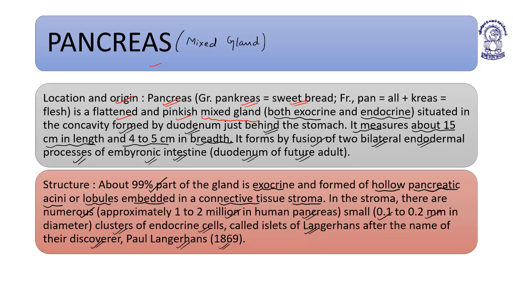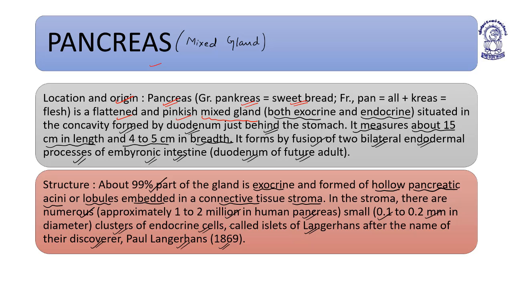So you got to know that about 99% of the pancreas is exocrine in function, mainly made up of hollow pancreatic acini, the exocrine part, or the lobules, which are embedded in connective tissue stroma. The stroma further contains numerous cell clusters, 0.1 to 0.2 millimeters in diameter. These clusters of endocrine cells are known as what? Islets of Langerhans, after the discoverer Paul Langerhans in 1869.